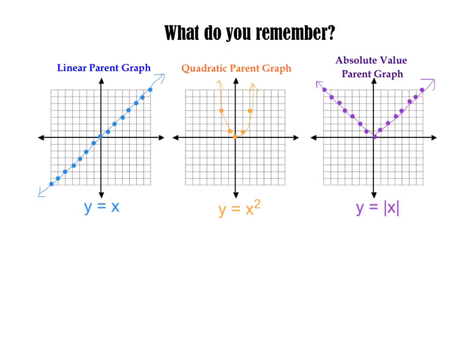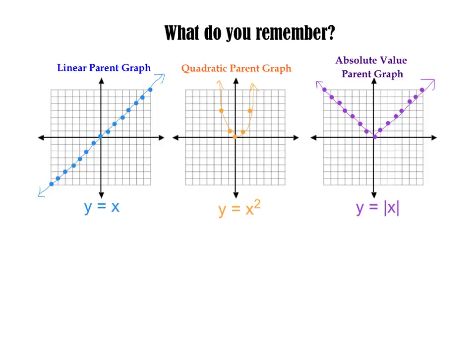So hopefully you were able to remember that a linear parent graph goes through 0, 0 and has a slope of 1. So that equation is just y equals x. The quadratic parent graph, y equals x squared. So it goes through the origin and then it goes over 1 up 1, over 2 up 4, and then it's also reflected over that y-axis. And then the parent graph of the absolute value is similar to the quadratic, only it has that slope of 1 and then it's reflected with a slope of -1. So that's just a quick kind of refresher.